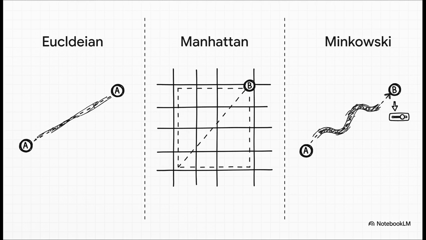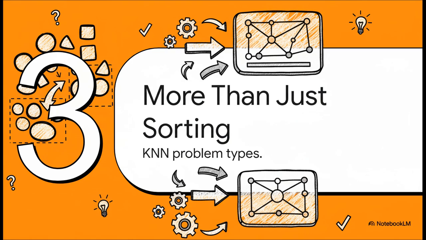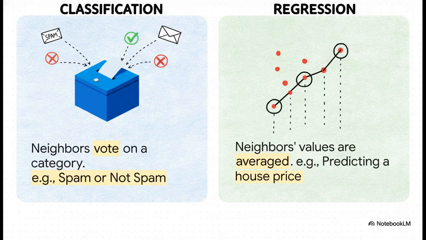So KNN is great at sorting things, but that's not all it can do. This little algorithm is actually more versatile than you might think. It can handle a whole different type of problem. See, KNN is a champ at 2 main things. The first is classification, which is exactly what we just saw.